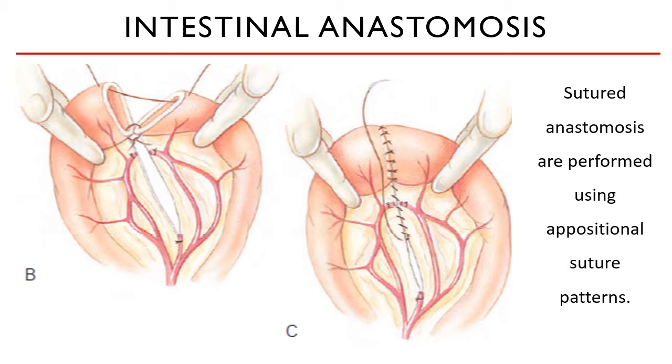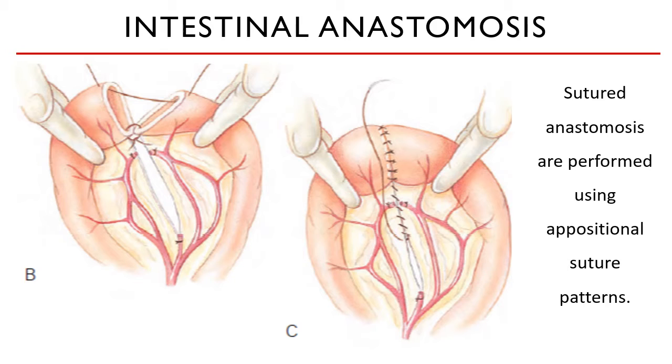When we say appositional, if you remember with your Surgery 1, we're just joining the two surfaces together. We don't want either edge to invert. You just want them to be fixed together at the same position. Technically, gusto mo lang silang magdikit. Ayaw mong may pumaloob or lumabas.